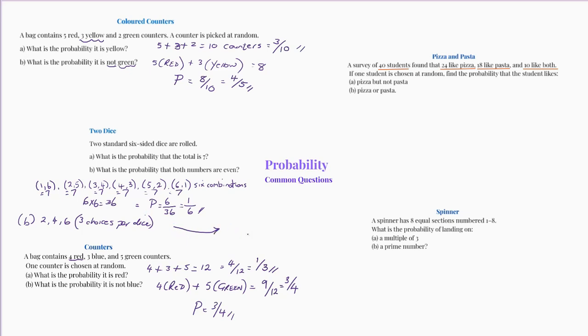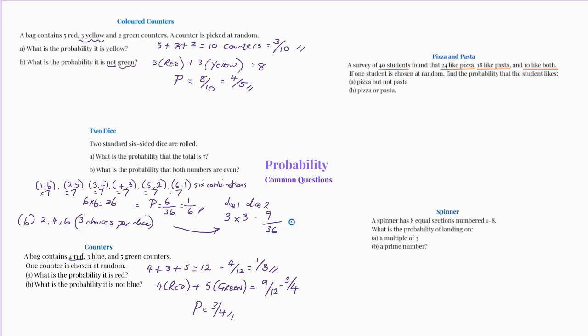I'll take this up to here. So it's 3. So what we're going to do is we're going to do 3 times 3, because that's dice 1, we'll call it. And this is dice 2. And that equals 9. And it's all over 36.